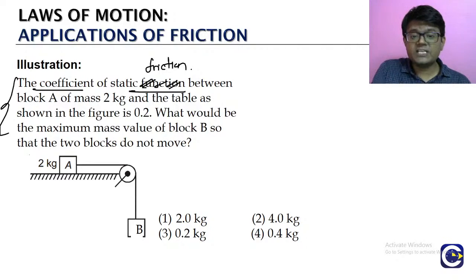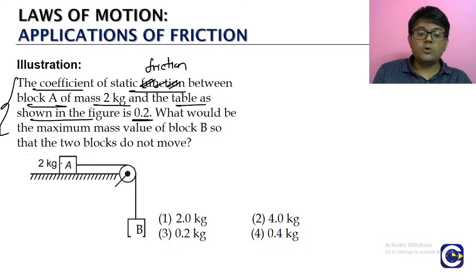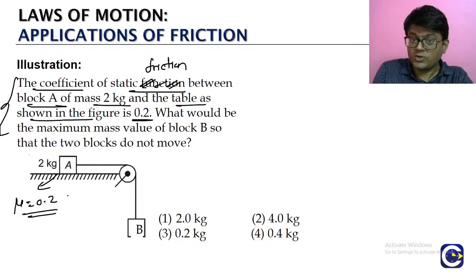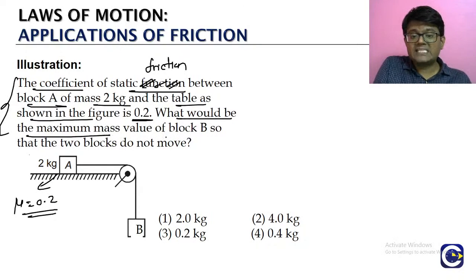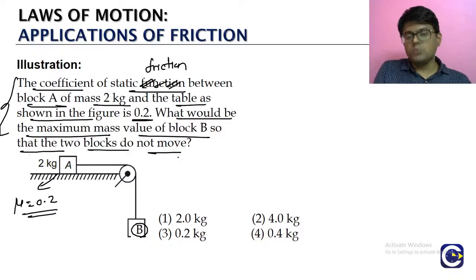The coefficient of static friction between block A, whose mass is 2 kg, and the table is 0.2. So the mu value is 0.2. Mu means we are referring to the static friction coefficient here. What would be the maximum mass of the block B? Where is block B? Here it is hanging. What is the maximum mass of the block B so that the two blocks do not move?